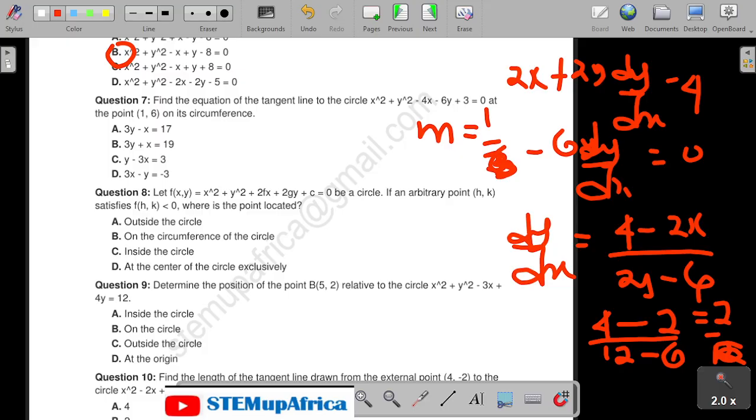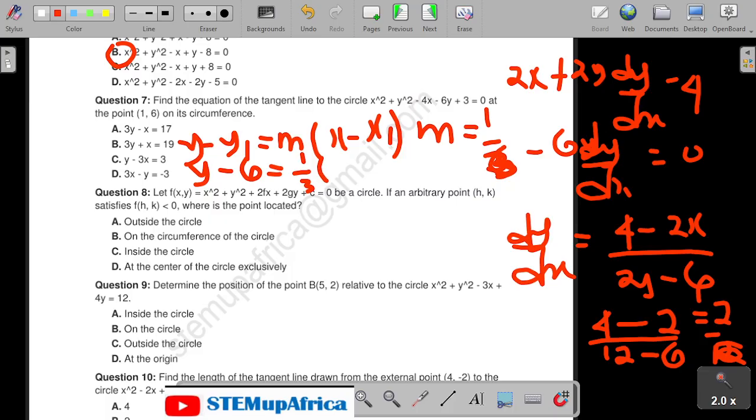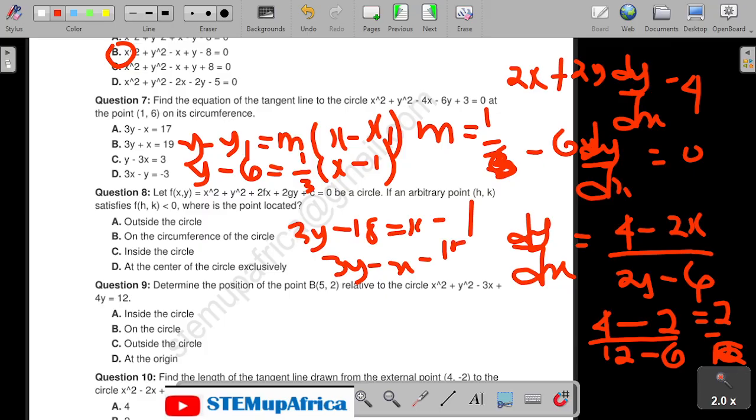So if I simply take the equation of a line, y minus y1 equals m times (x minus x1). So y minus 6 is equal to 1 over 3 times (x minus 1). By cross multiplying, I have 3y minus 18 equals x minus 1. So I'm having 3y minus x minus 17 equals 0, which is 3y minus x equals 17. The answer is A.